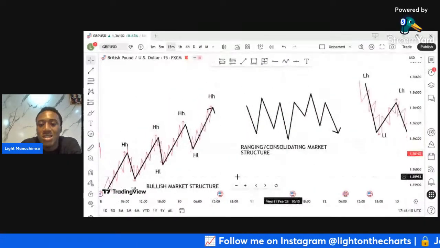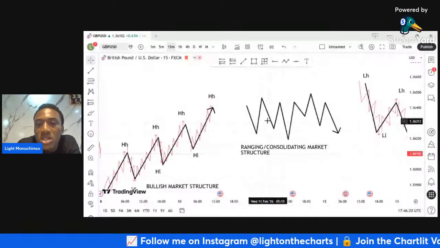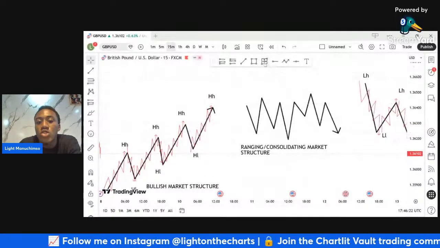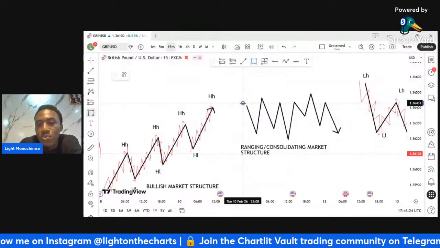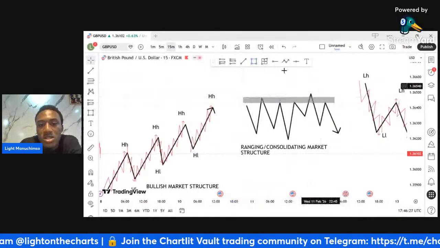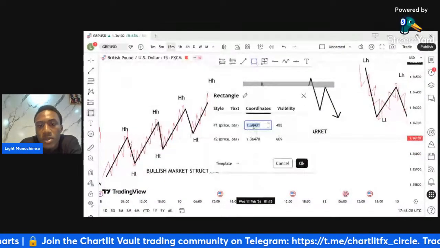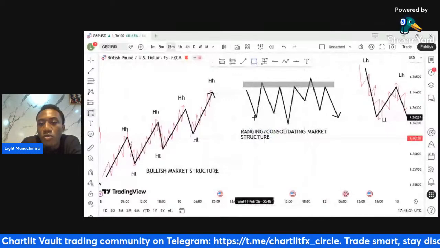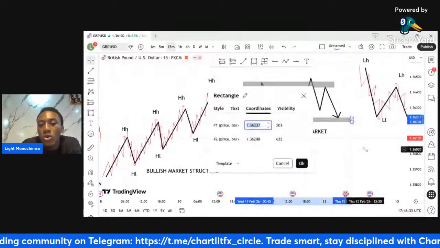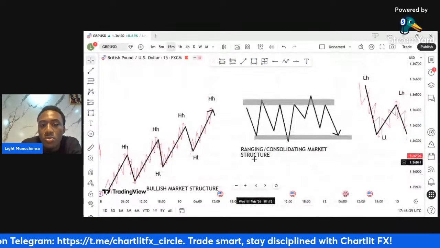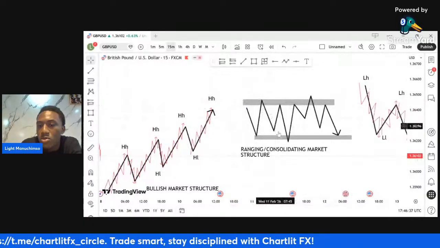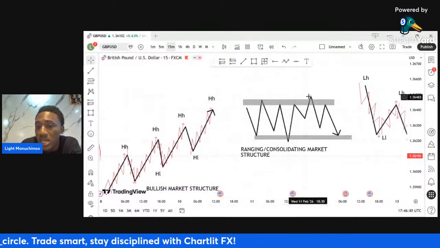Now you can see the market is basically ranging. It's not doing anything. What we mean by ranging is that it's just stuck between this point and this point. It's not breaking out, it's not breaking below, it's not breaking above. So that is what a ranging market does: it always goes sideways, goes up, comes down, goes up, comes down, just like that.